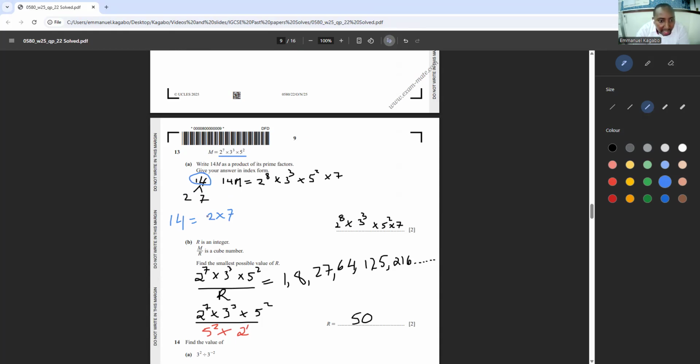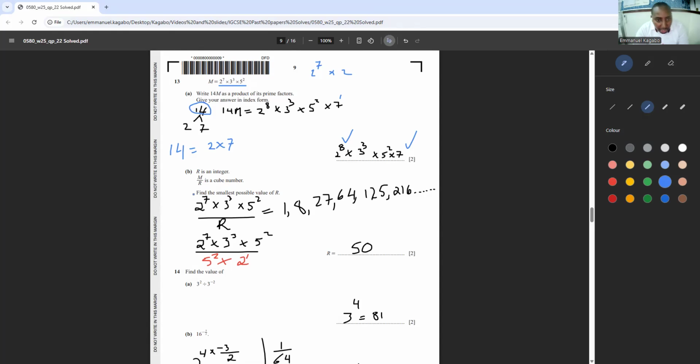But here I had 2, and then I have another 2. So that means if I multiply that, I had 2 power 7, and now I'm including another 2 because of that. That's why I have 8 here. Then 7, and here we didn't have 7, so that's why I have power 1 here, and that is your answer. Are we together here? Very good. Question B. R is an integer, and m over r is a cube number. The keyword here is cube, okay? Find the smallest possible value of r.